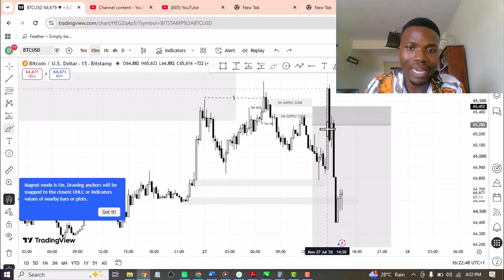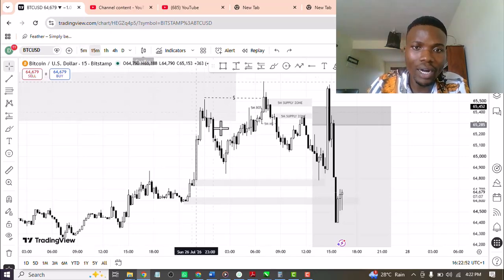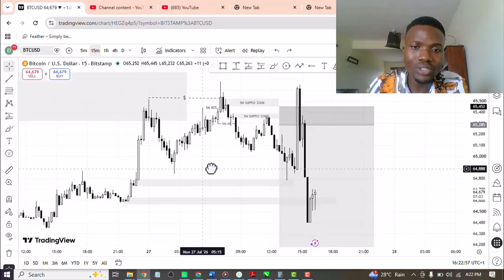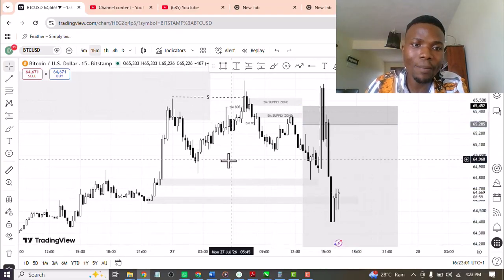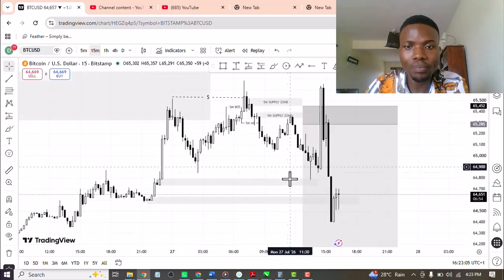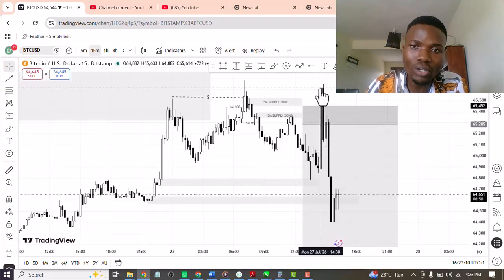Now I know the reason why I lost this trade. Let me quickly explain that. The reason price reversed all the way up here is because there was a minor demand zone right here, a 15 minute demand zone. Price simply tapped into this demand zone and then went all the way up here.